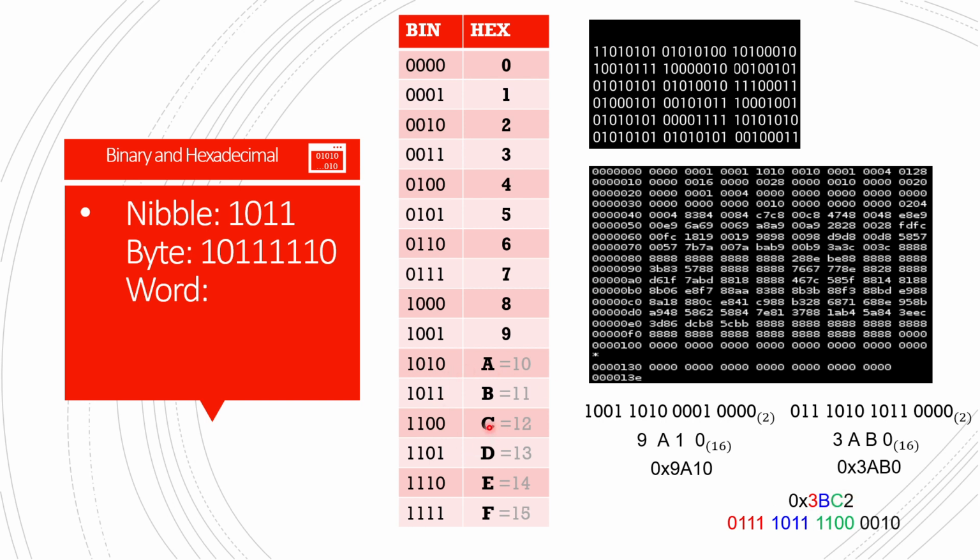So we see C equates to 1100. B equates to 1011. And this number 3, we do the same. It's wrong. The appropriate conversion should be, have a look here, 3 is 0011. So this one is wrong. So that's it. That's how you convert from binary to hex and vice versa.